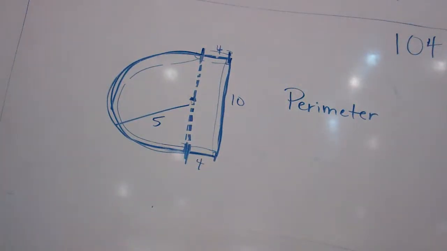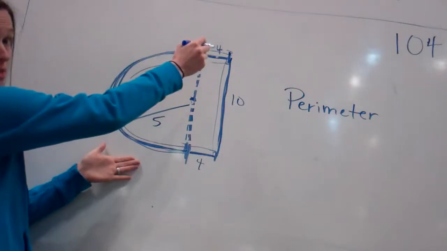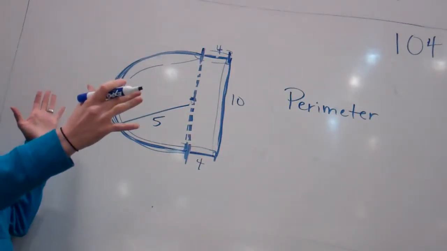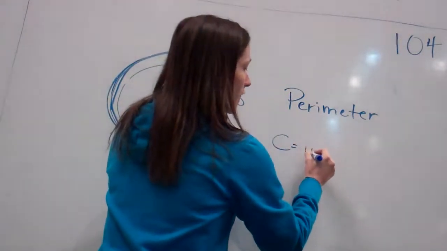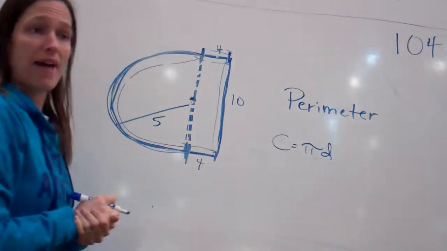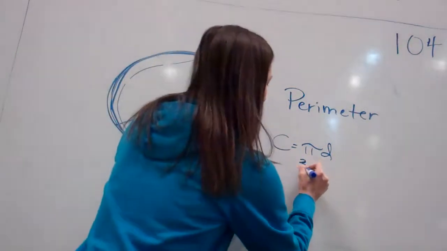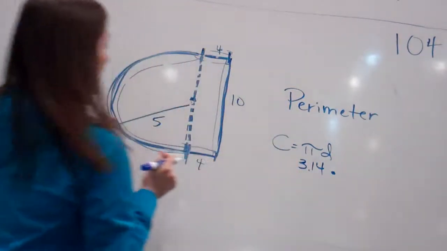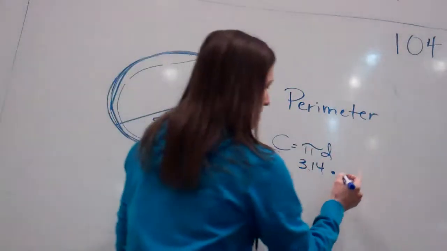What is that called? I don't know. I'm finding the circumference. But am I finding the whole circumference? I'm only finding half of it. So let's find out what the circumference would be, pi times d, and then we'll half it, right? Okay, so to find the circumference, I have to do pi times, what is my diameter? 10. It's 5 radius, 10 diameter.